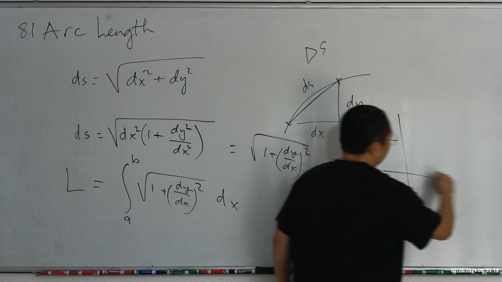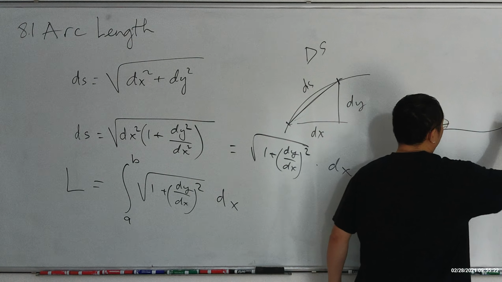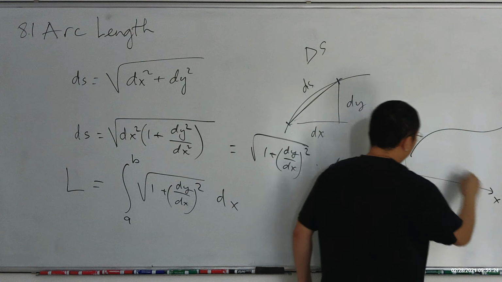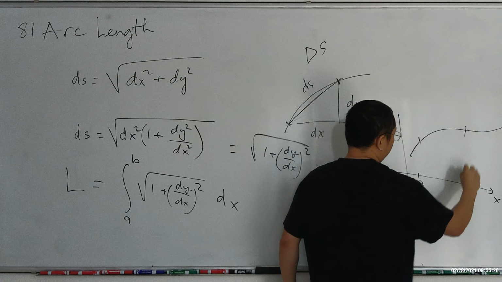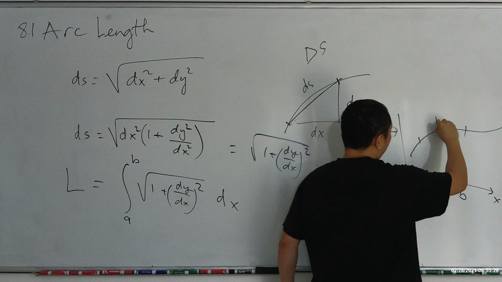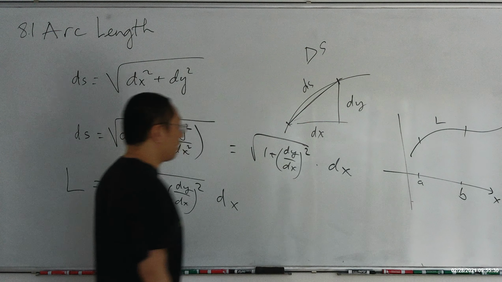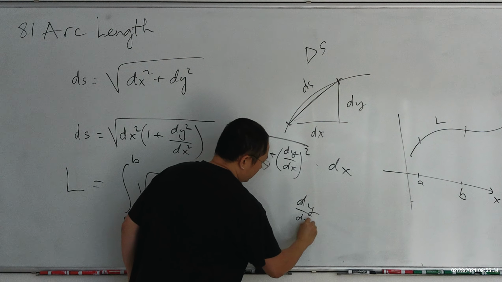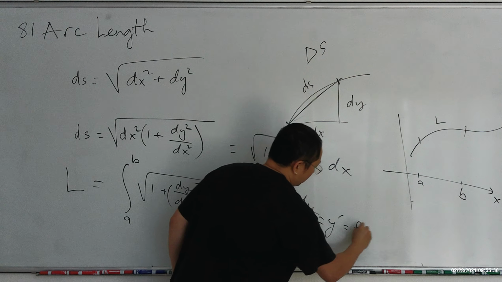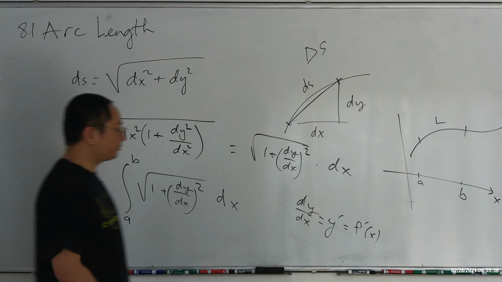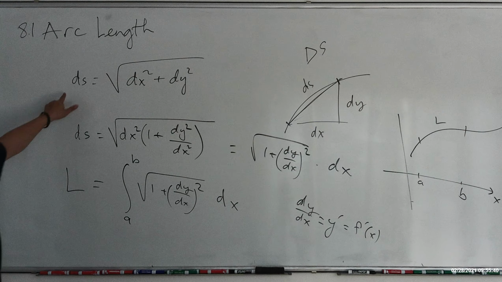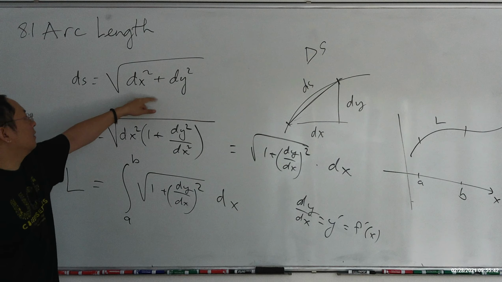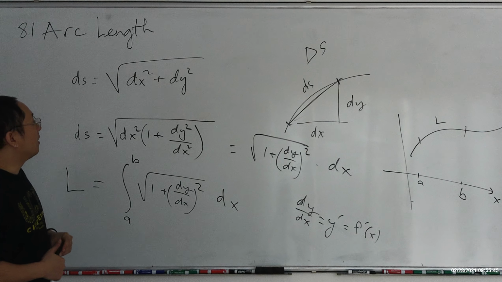I erased the picture. Let me redraw it right here. So you've got a function f of x, right? x runs from a to b. So the length L right here is calculated by this formula, where dy over dx is just y prime, which is f prime of x.